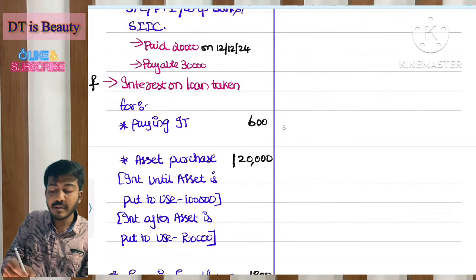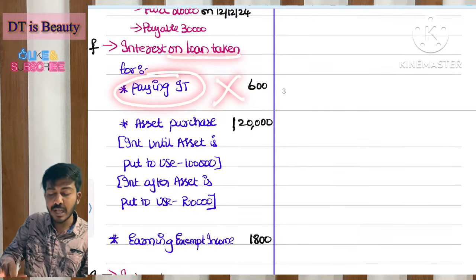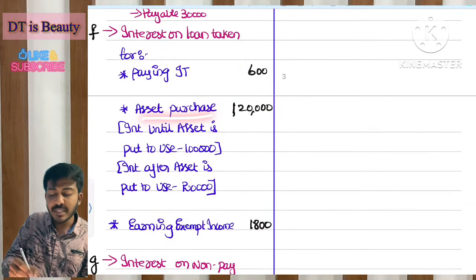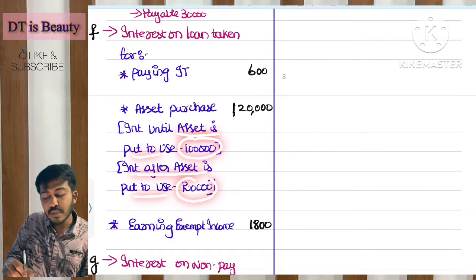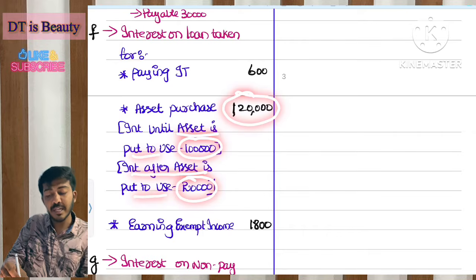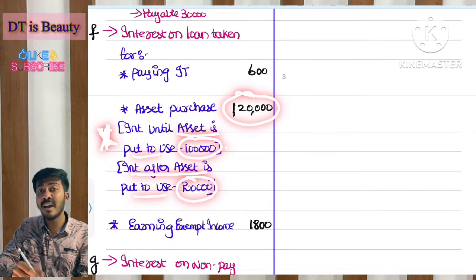Simple. Next, interest on a loan taken for paying income tax: no, it is not allowed. Just now we read about asset purchase, and the interest until the asset is put to use is 1 lakh. Interest after the asset is put to use is 20,000. In total, 1,20,000. Until the asset is put to use, it is not at all an interest.